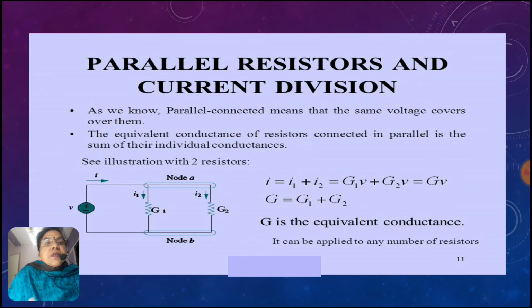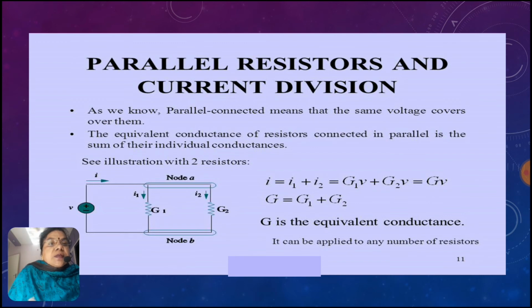It is not the case in a series combination, because depending upon the resistance value the voltage drop differs. But what happens here in parallel combinations, the voltage drop is same, though I1 and I2 currents are different and the resistors are different, but the voltage drops are same. The equivalent conductance of resistors connected in parallel is the sum of their individual conductances.